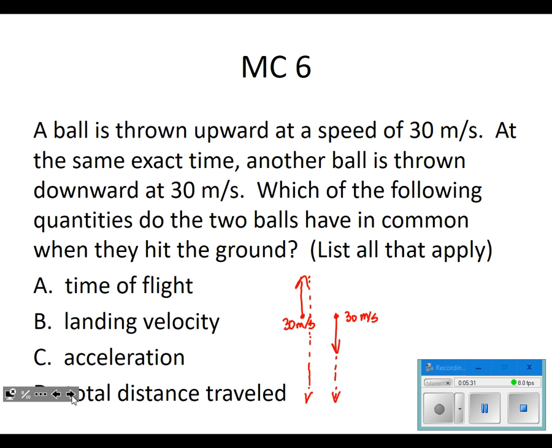Okay, so the time in flight. Well, no, those aren't the same because the one that's thrown up has to go up and then come back down before it falls all the way down. So it's in the air a lot longer. Landing velocity.